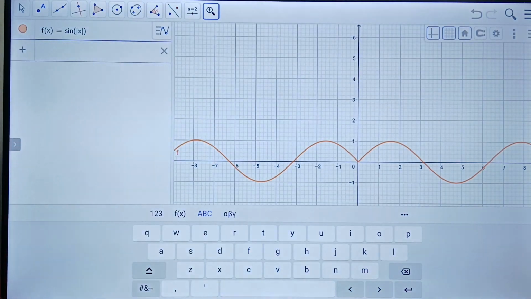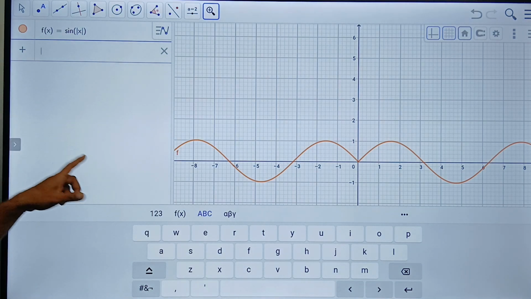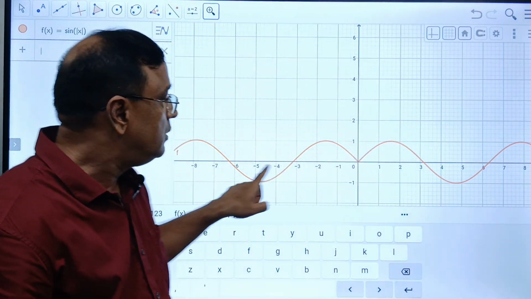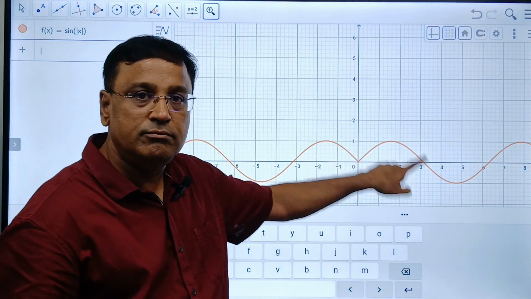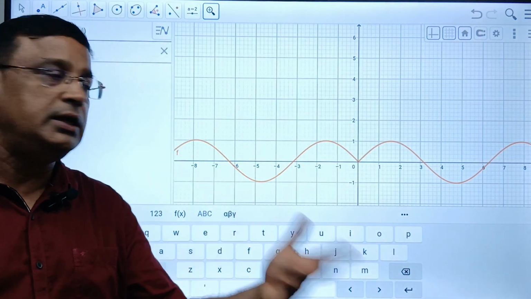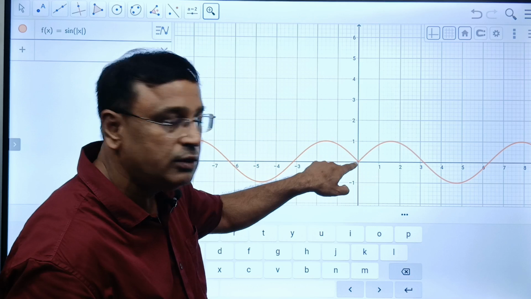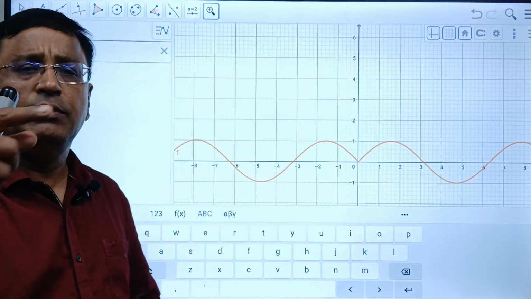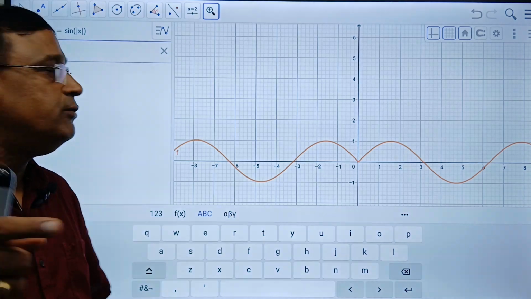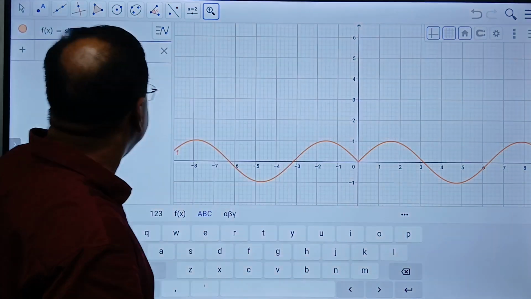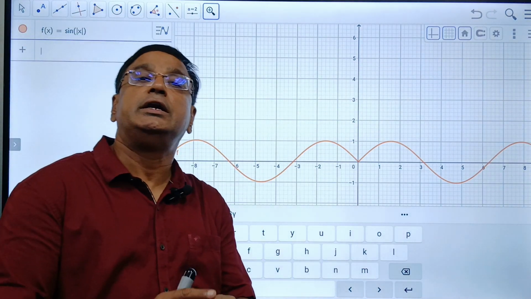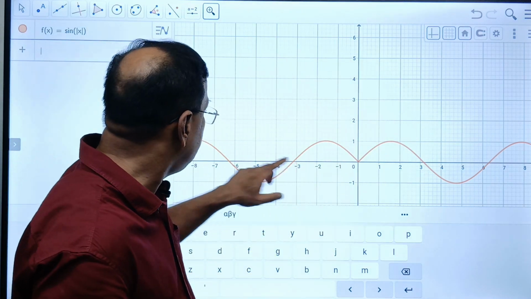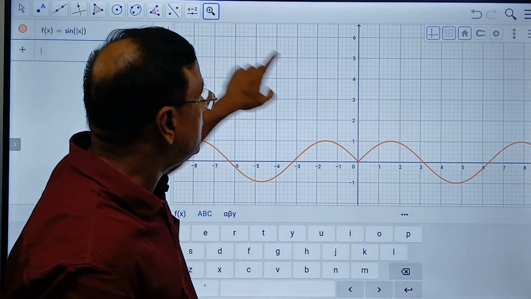Look at the graph. Sine of mod x. It's perfectly continuous. There is no break in the curve. We are going to talk about differentiability. Definitely, the function is not differentiable at x equal to 0. It is having a sharp edge. We'll deal with all those things when we do differentiability. But definitely, sine mod x is continuous, but it is not differentiable at 0. Just for your understanding, I'm telling you.